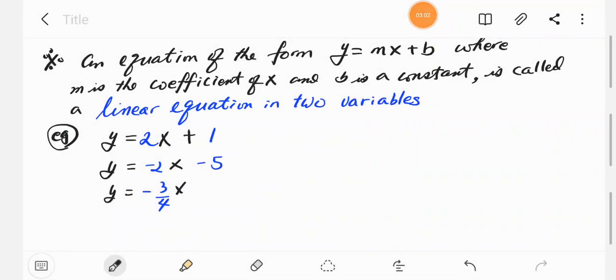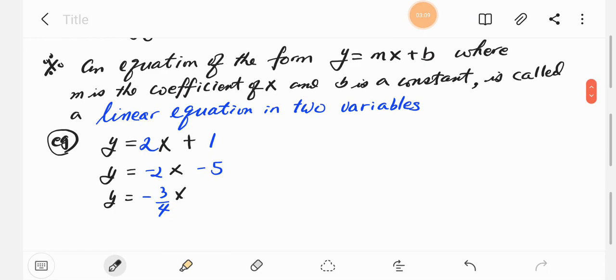Next concept is an equation of the form y equals mx plus b, where m is the coefficient of x and b is a constant. Then this is called a linear equation in two variables. Look at this example: y equals 2x plus 1. This is in the form y equals mx plus b. In this case, what is m? m is the coefficient of x, which is 2. How about b? b is the constant, which is 1.